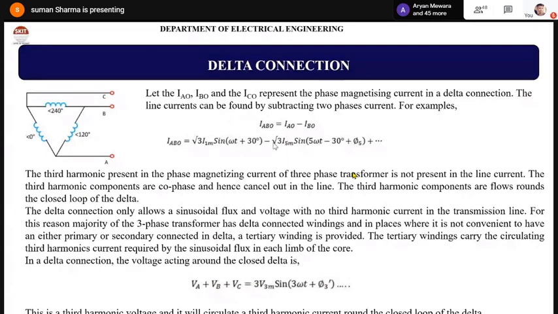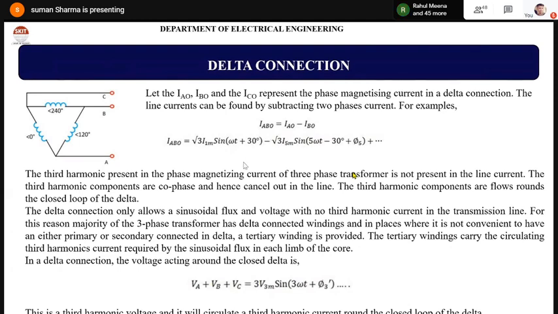So we are getting root 3 times, because line value of current will be root 3 times the phase value of current. These are the phase currents. So we write root 3 times the maximum value of the fundamental component sine omega t, and there will be a shift of 30 degree for the fundamental component.